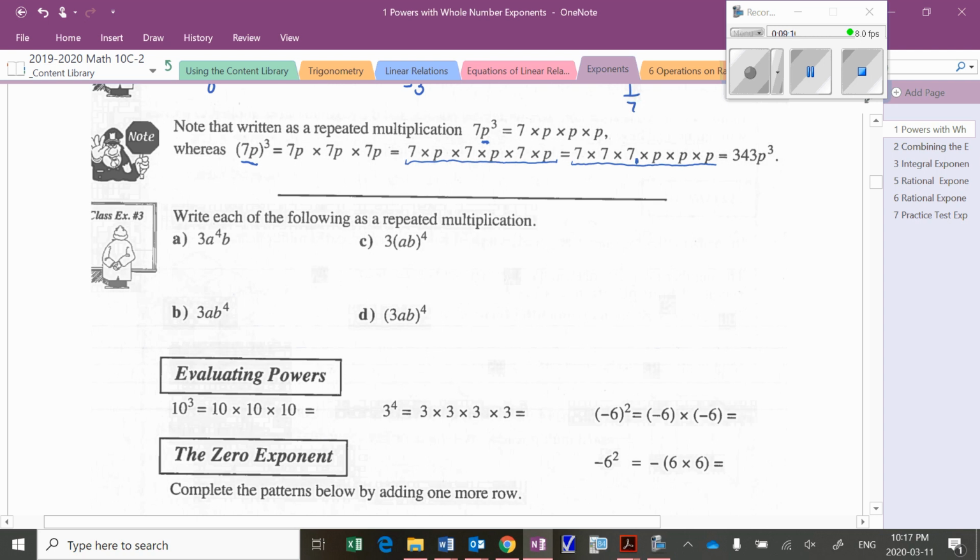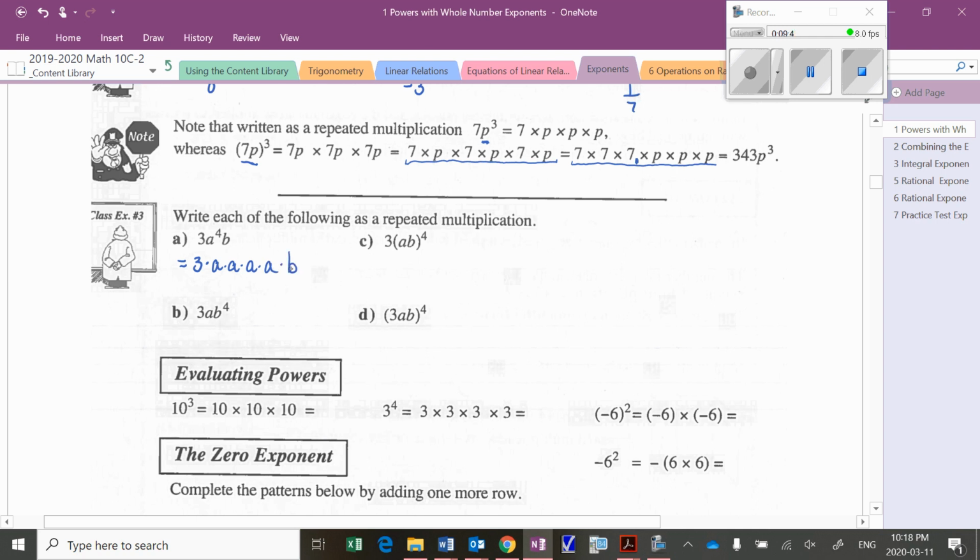Okay. So in this case it says write each of the following as repeated multiplication. So let's go through that first one together and then you can hit pause and come back and check your work. So for A, we're looking at, of course, 3 times, so you can use the times symbol, or I can use a dot, or I can use brackets. It's just all meaning the same thing. So the base for the exponent 4 is the A, so we've got 3 times A times A times A times A, 4 A's there, and then times B.